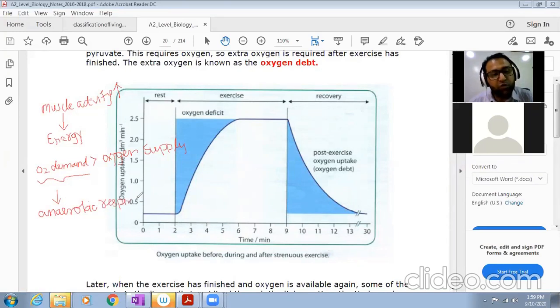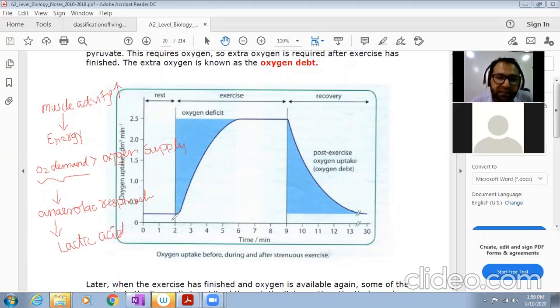Why will they do anaerobic respiration? Because my body needs energy, and oxygen is not being provided enough to the cell. Anaerobic respiration will start so that they also form energy. That is less energy, but still our body cells divert toward anaerobic respiration. As a result of that anaerobic respiration, lactic acid will form. We already know that the product of anaerobic respiration in humans or animals is lactic acid.